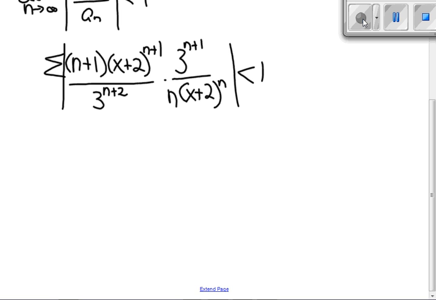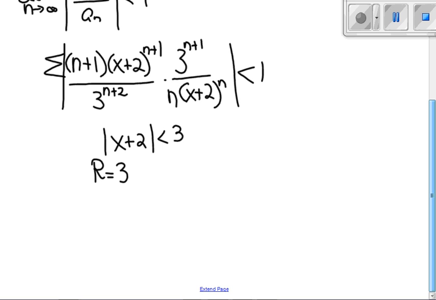You get the absolute value of x plus 2 is less than 3. What's the radius of convergence? It has to be 1x. It has to be. Okay, John, what's the radius of convergence? The radius is 3. Now, here's the easy way.